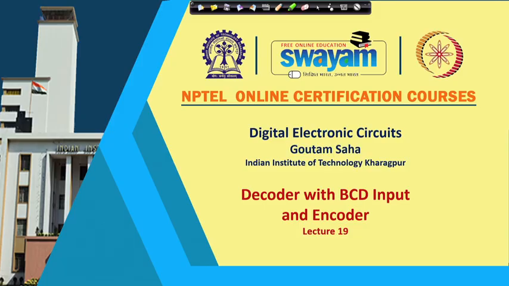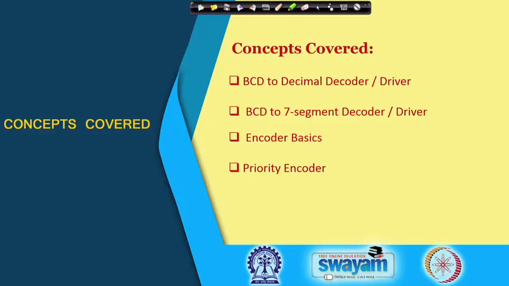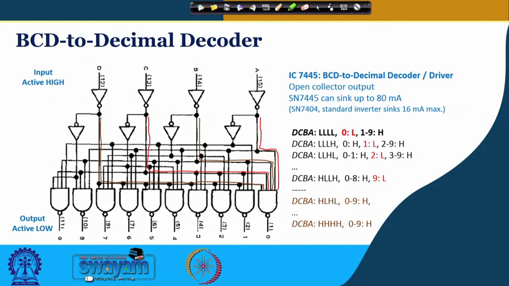Hello everybody. In the last class we discussed demultiplexer and decoder. We had seen how a demultiplexer can also be seen as a decoder by appropriate connection of the data input and the strobe input. Now we extend the discussion from there, where we started understanding how a decoder works, to decoding for BCD input, and then we shall discuss encoder. So these are the concepts that we shall cover in this particular class.